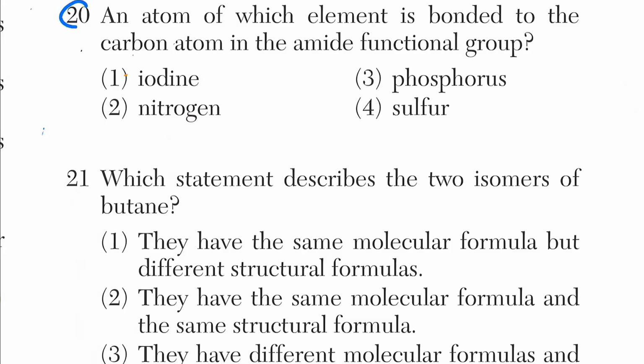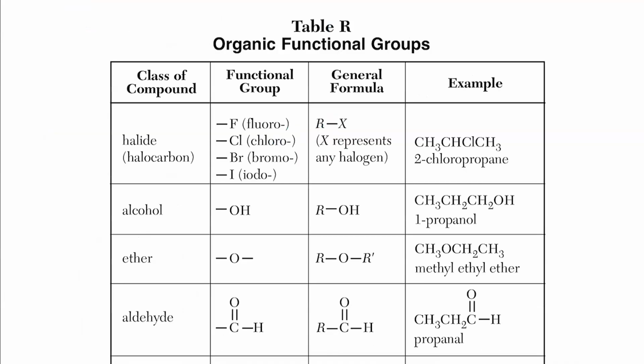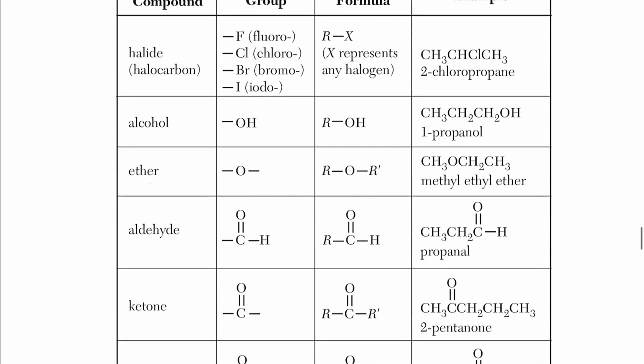So number 20, an atom of which element is bonded to a carbon atom in the amide functional group? So what's the name of the group or the class? Okay, in this case, they don't want the name of the group, they want the element that makes it the amide class of functional groups. So there is a table here, my friends. Table R is your friend. So very straightforward. So let's go to table R. So here's table R in all of its glory. We're going to go find the amide.